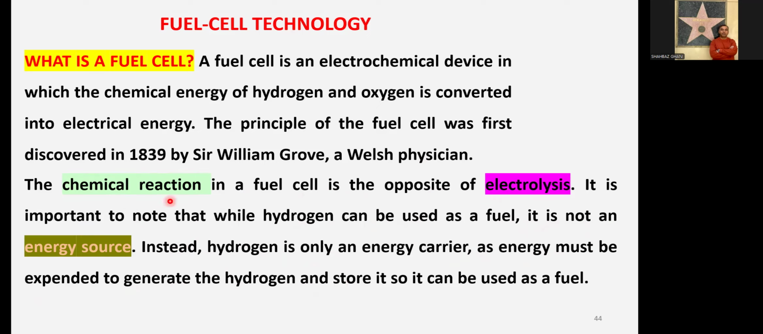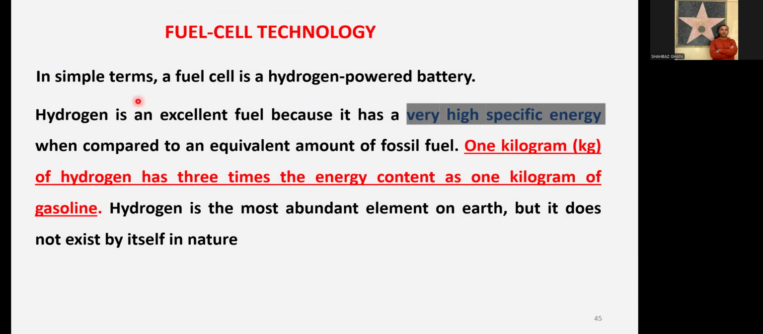So the chemical reaction in the fuel cell is the opposite of the electrolysis which happens in lead acid batteries or in any electrolysis process. Hydrogen is only an energy carrier, as energy must be expended to generate the hydrogen and store it so it can be used as a fuel. In simple terms, a fuel cell is a hydrogen powered battery.